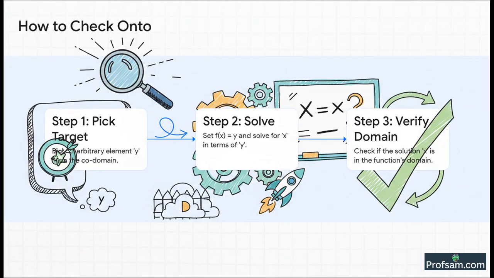And checking for onto is just as easy. It's another three-step trick. First, just pick any random y from the codomain. Second, you set f of x equal to that y and solve the equation for x. And finally, you just have to check if the x you found is actually part of the original domain. If it is, then you've got an onto function.